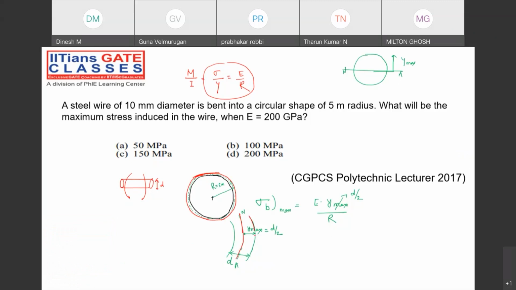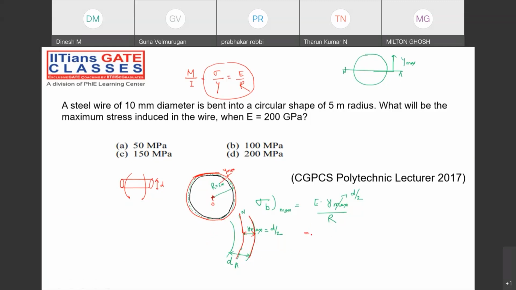From here to here, this distance will be D by 2. From here to here, it will be Y maximum. Not from the centroid of that circle. No, no, no, that is a wrong confusion. There is a misconception about these things. The distance will always be from the neutral axis.